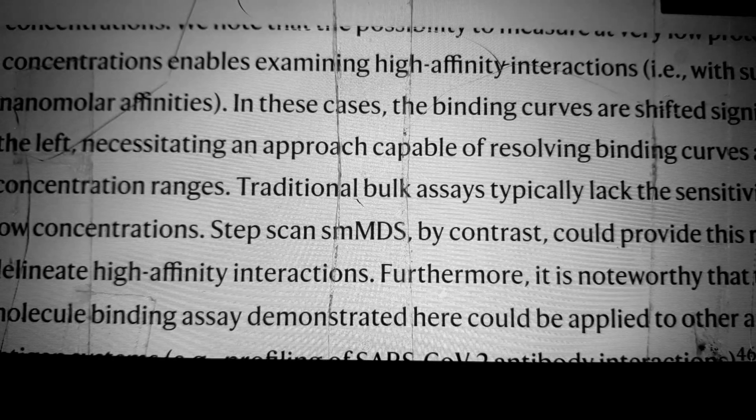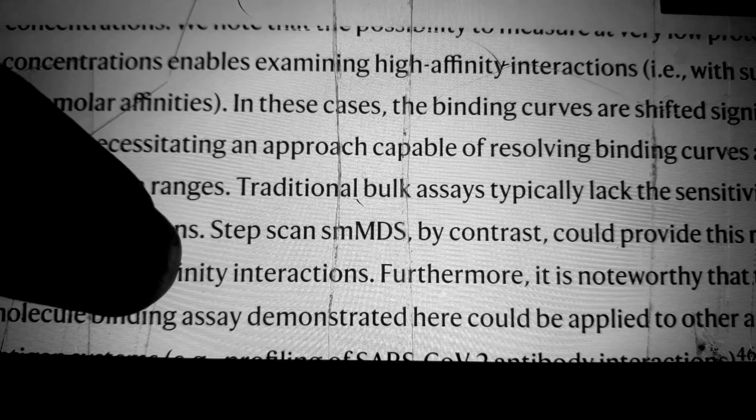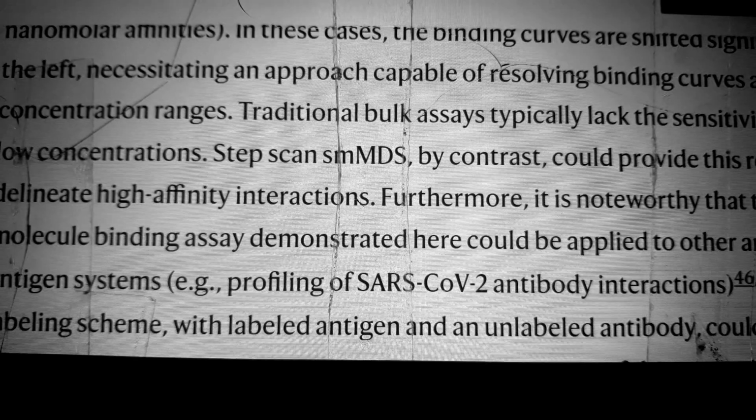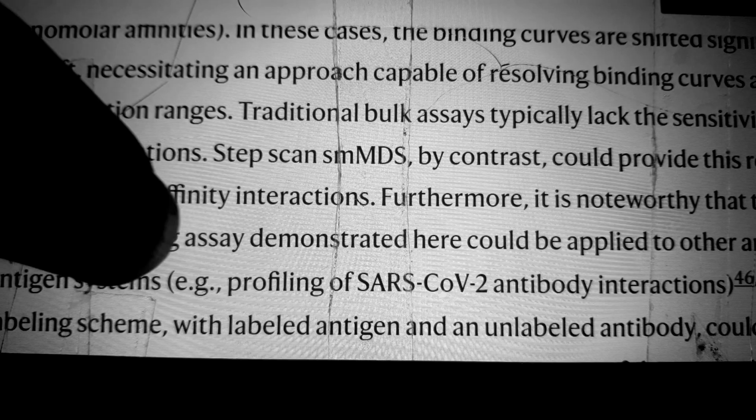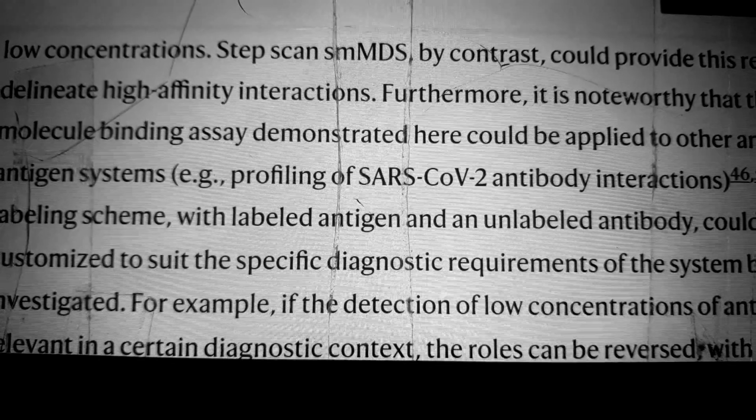with sub-nanomolar affinities. In these cases, the binding curves are shifting significantly to the left, necessitating an approach capable of resolving binding curves at lower concentration ranges. Traditional bulk assays typically lack the sensitivity for such low concentrations. Step scan SMMDS, by contrast, could provide the resolution to delineate high affinity interactions. Furthermore, it is noteworthy that the single molecule binding assay demonstrated here could be applied to other antibody-antigen systems.